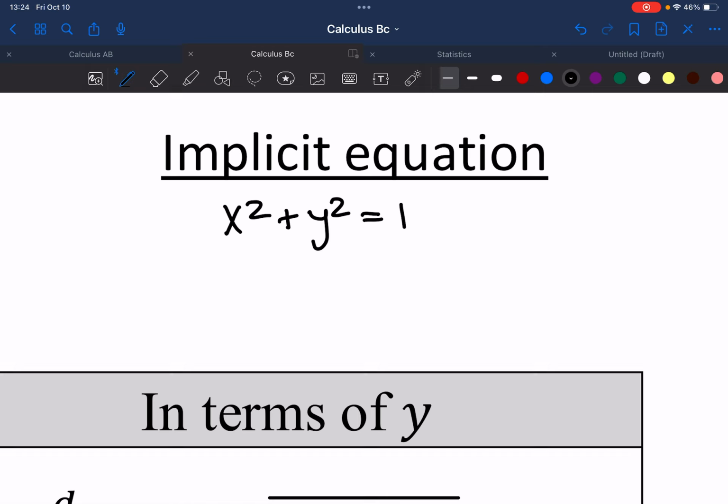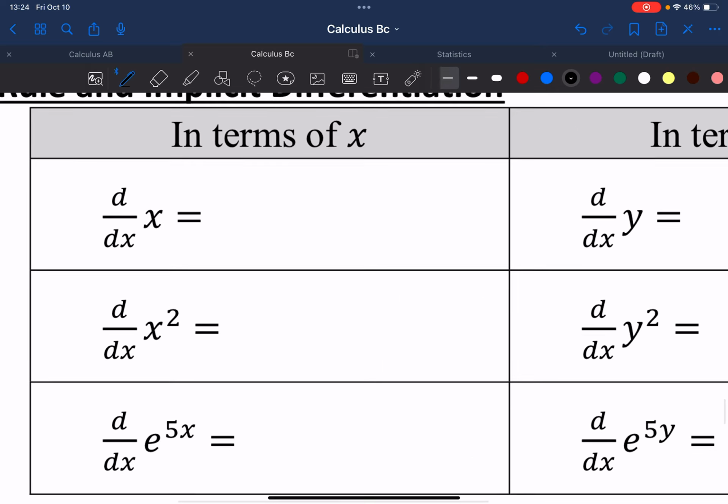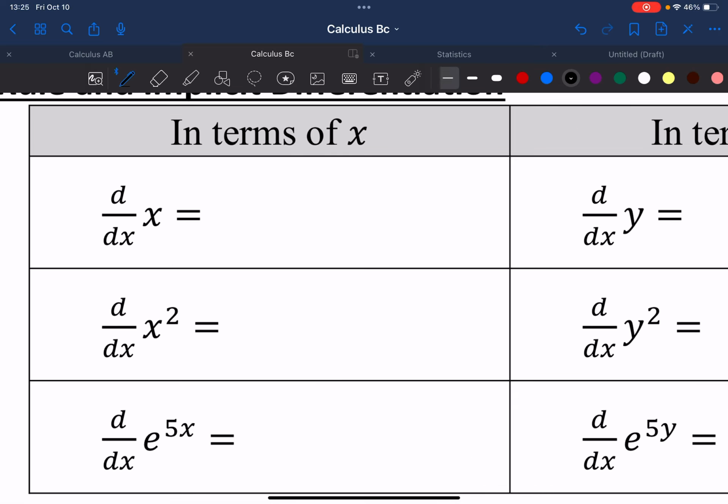Notice both variables are on the same side, so when taking the derivative, it's going to be hard unless we give a certain rule of saying we're taking the derivative in terms of x or y. Notice another thing, that this equation is the equation of a circle, which means this is not necessarily a function. So let's look at taking the derivative in terms of x.